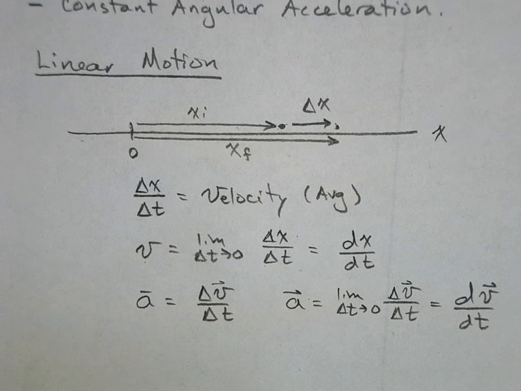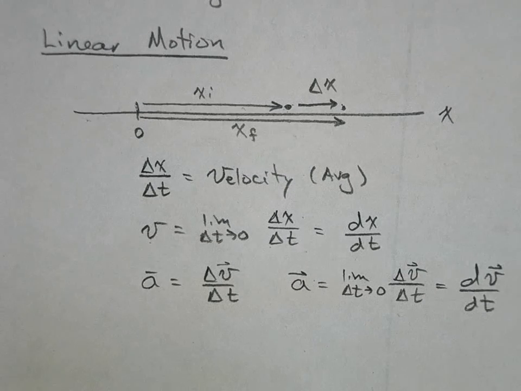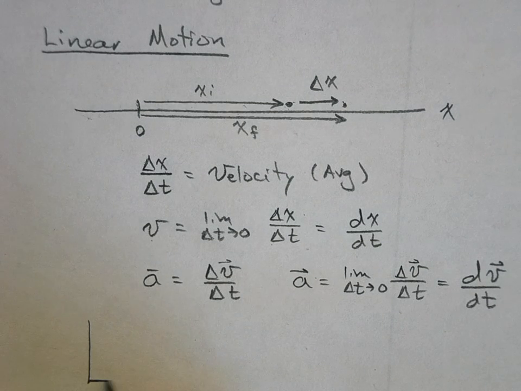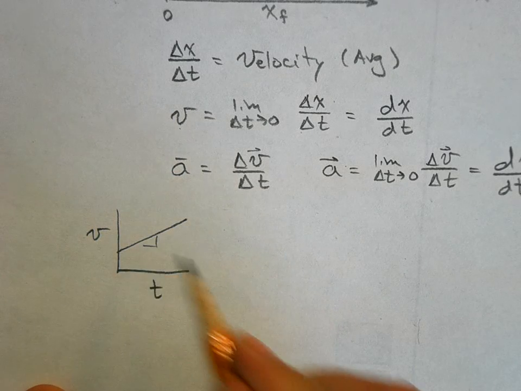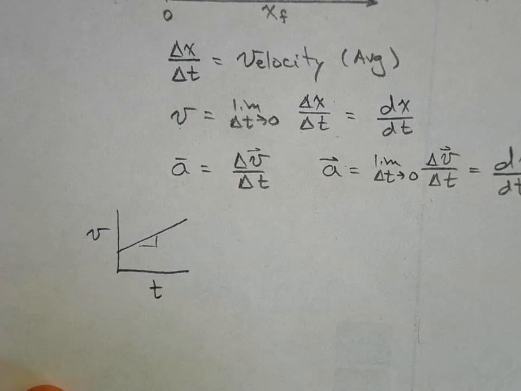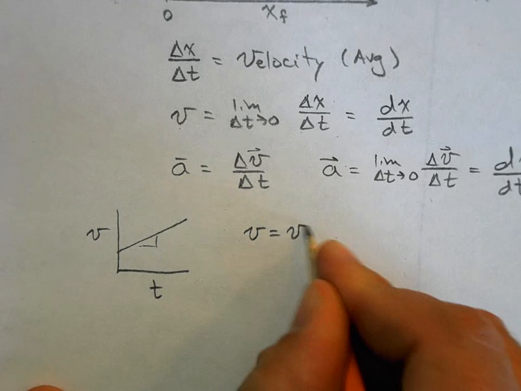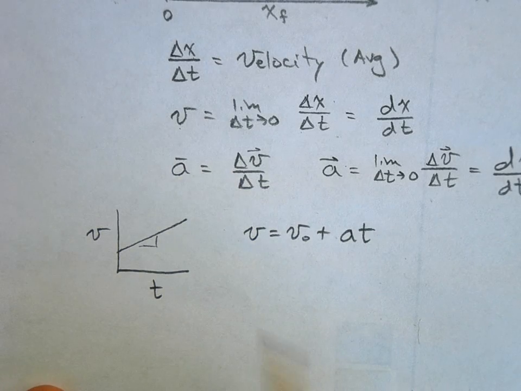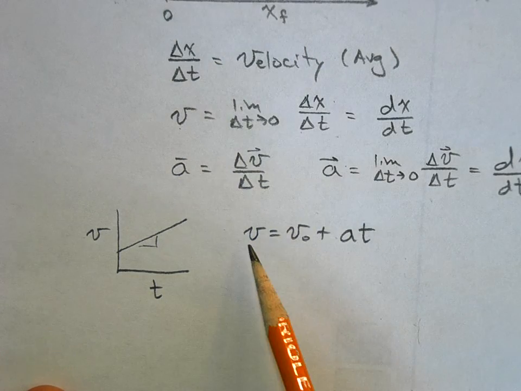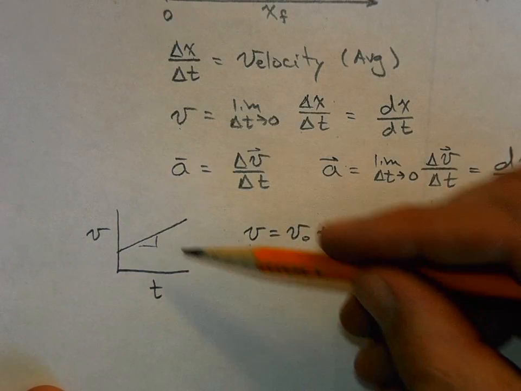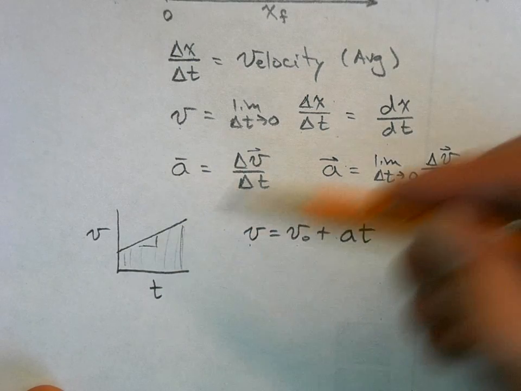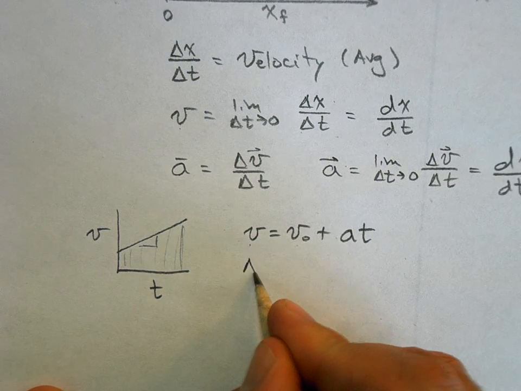Then what we did is we said, hey, what's true if acceleration is a constant? Well, if the acceleration is a constant, what does that mean? Well, if I graph velocity as a function of time, that means this is a straight line because the slope is delta v over delta t here. So if a is constant, we got v equals v naught plus at. And remember, this is just the equation of a straight line. y equals mx plus b. And then we said, the area underneath this graph is displacement. Okay, delta x is the area underneath that graph.